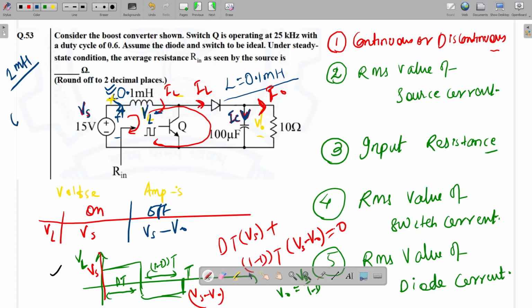So what will be the output voltage here? See, duty ratio is 0.6. Output voltage is equal to 15 divided by 1 minus 0.6. So this is 37.5 volt. Okay, so what will be the output current? Output current will be 3.75 ampere.